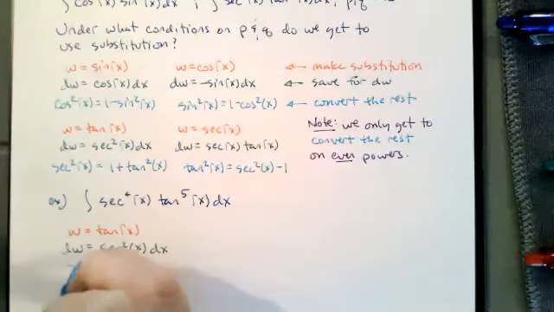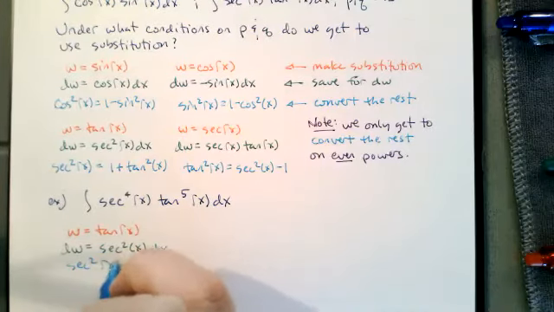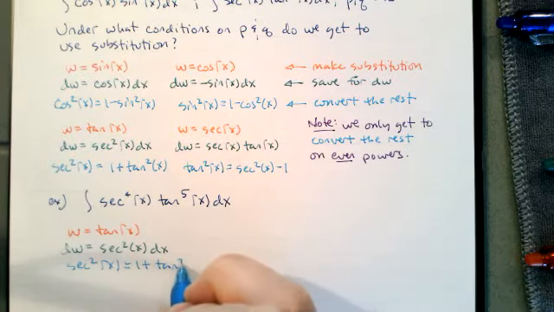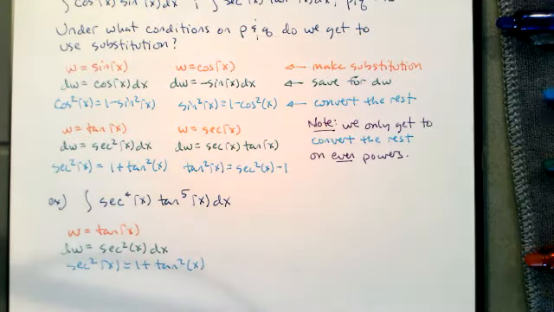So then I can use that secant squared x is 1 plus tangent squared x. So in this problem, secant to the fourth, tangent to the fifth, W equals tangent works as a substitution because I have two secants to be the dW and two secants left over that I can convert to tangent. That's what made this work.